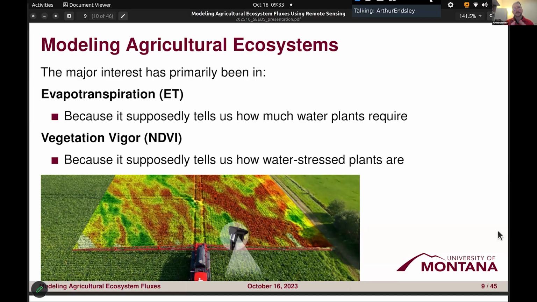I'm going to argue that these are imperfect ways of understanding agricultural ecosystems. Evapotranspiration, of course, encompasses all fluxes of water from the ecosystem, including from soil and from intercepted water. So it's not quite a measure of water use, and there are some difficulties modeling it that we'll discuss.